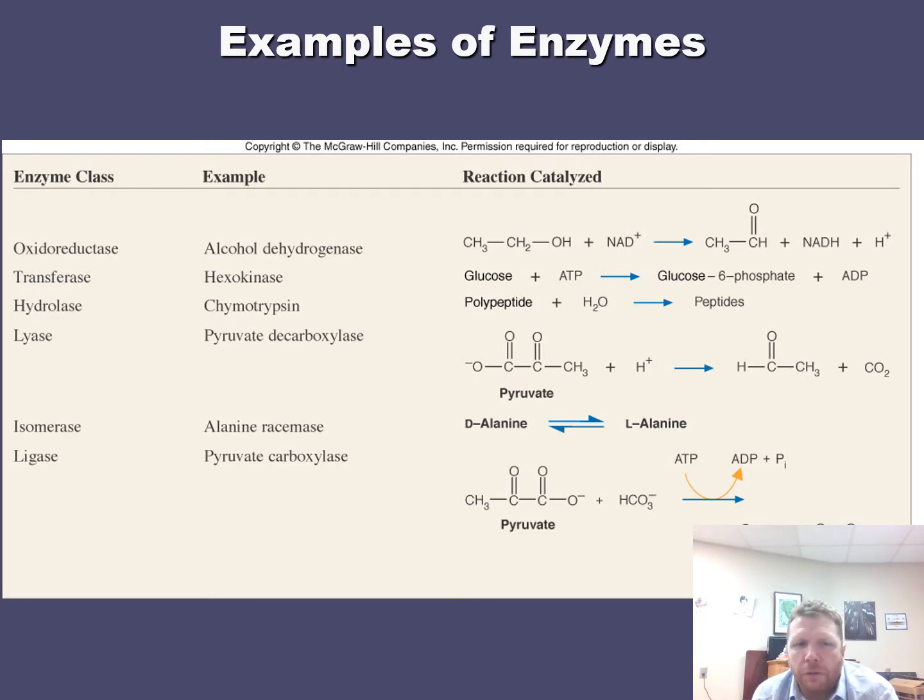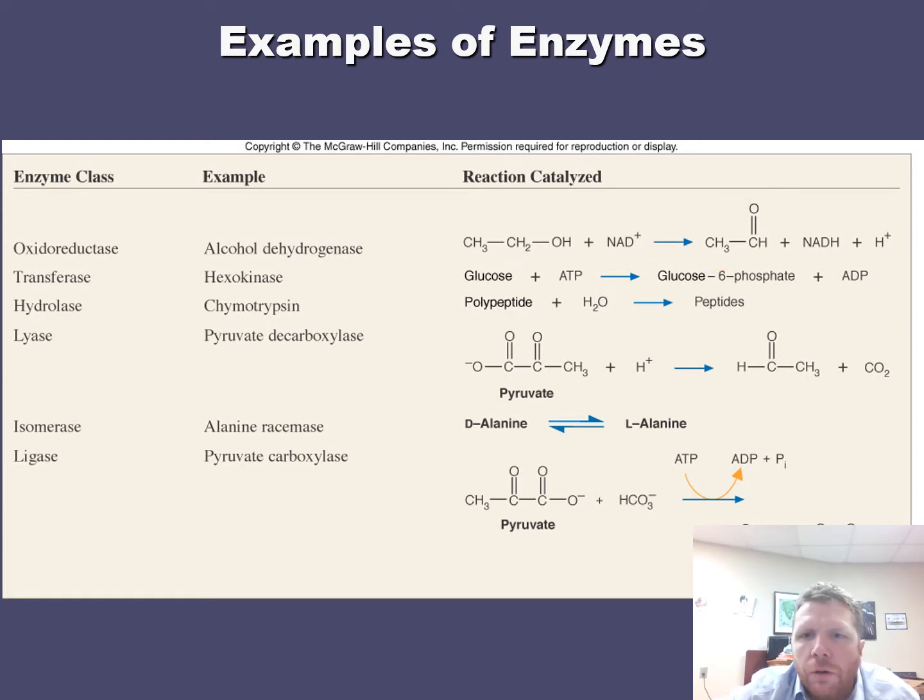Now, some examples are all detailed here. An example of an oxidoreductase would be an enzyme like alcohol dehydrogenase, where our substrate is right here, taking CH3CH2OH and producing this compound right here.